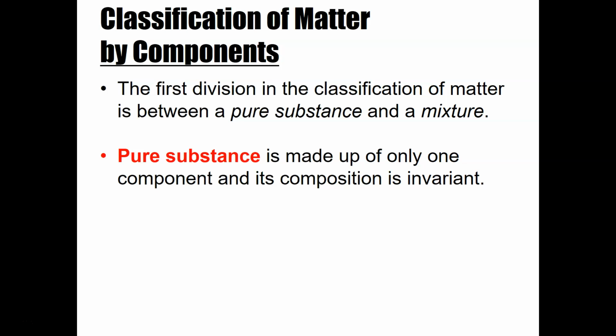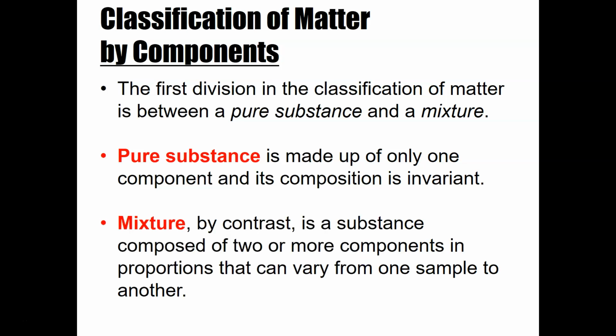A pure substance is only one component, one type of molecule, or one type of atom. And it's going to stay the same. It's not going to change. A mixture, however, is when we have more than one. We're going to have two or more types of things mixed together.